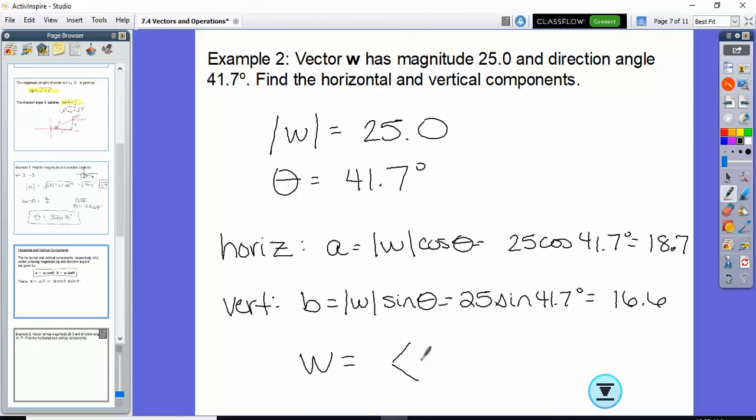So that is our vector W. The x part of your vector is like your horizontal component. Your y part is your vertical component. So that's how a vector can be found. You have to know the length of it and the direction. Any questions there?